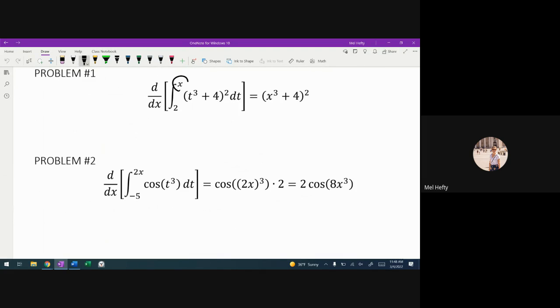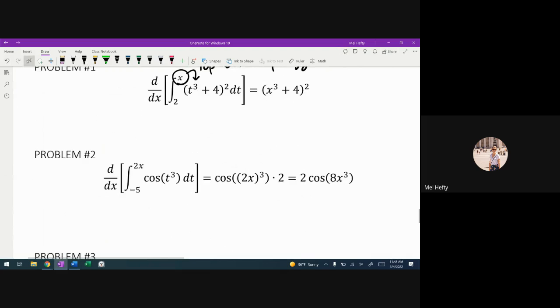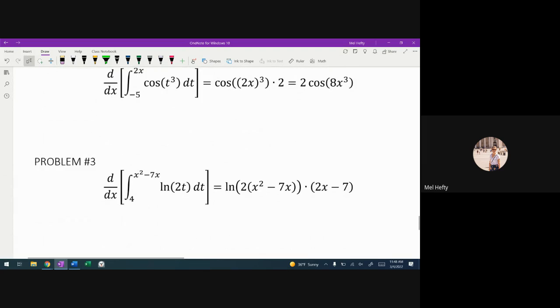So top bound somehow gets plugged in. All right, top bound plugged in, you're adding to T. And then something about a derivative. Okay, so multiply by derivative. All right, did anyone notice anything else or want to put some different language on it?